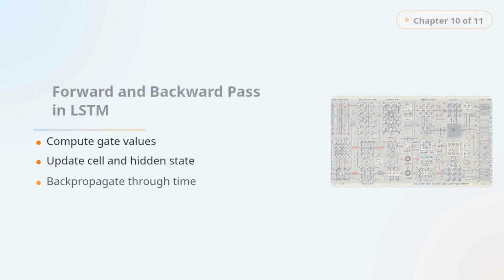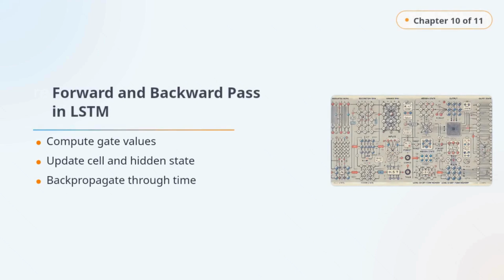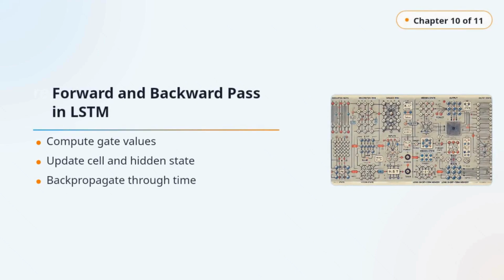During the forward pass, the LSTM calculates gate activations, updates the cell state, and then produces the hidden state. During the backward pass, gradients are propagated through time just like in RNNs, but the gated structure helps regulate the flow. This is one reason LSTMs are more stable during training.